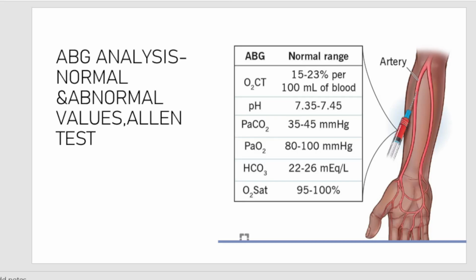So based on the patient's ABG values, we have to know whether the patient is in the normal range or is undergoing any acidosis or alkalosis state.